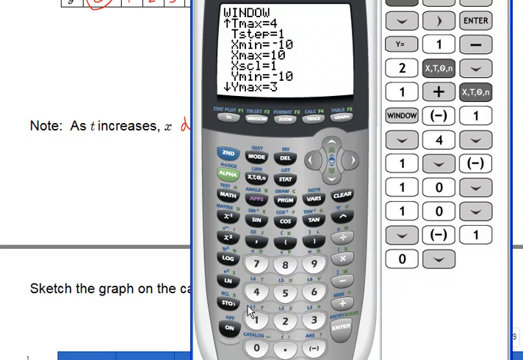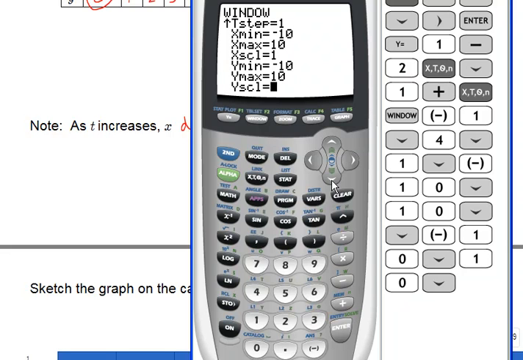Keep arrowing down and you'll see that y max in there, and if you needed to you could arrow down again to get that y scale. And now let's hit graph.